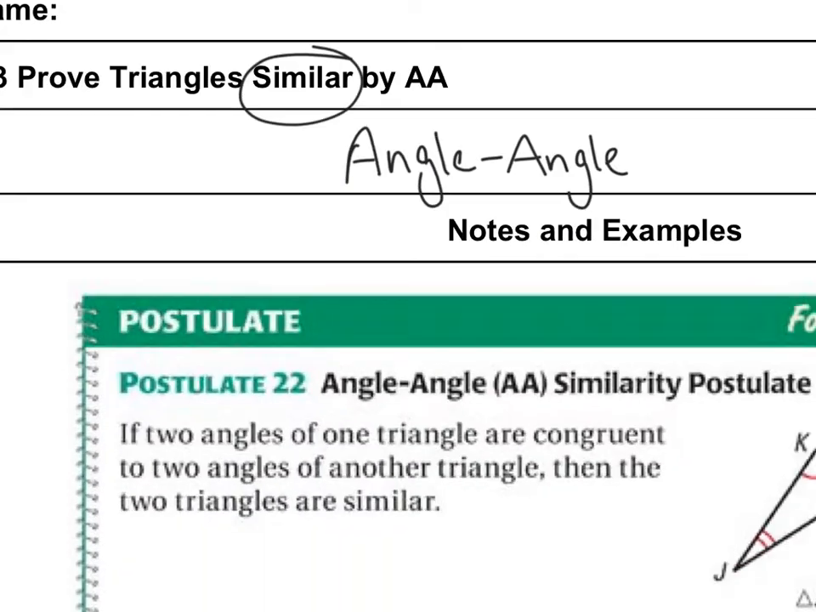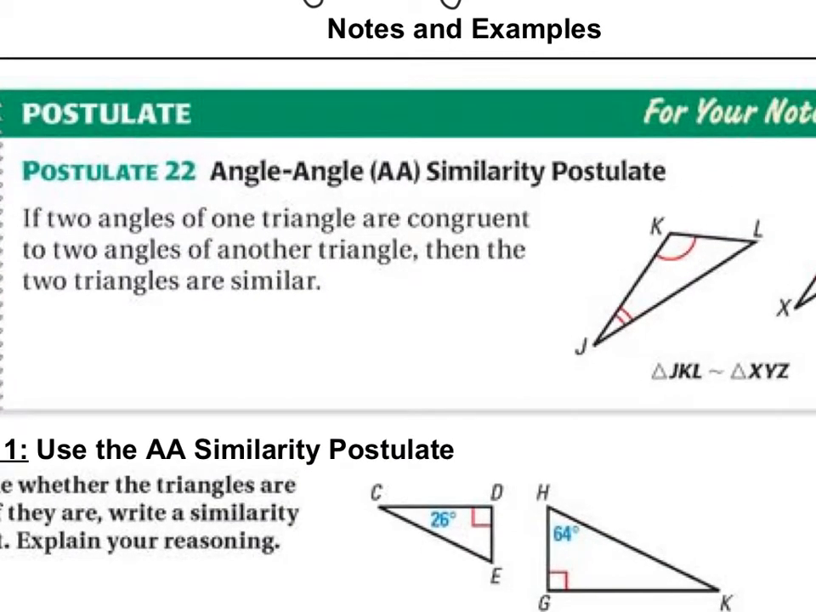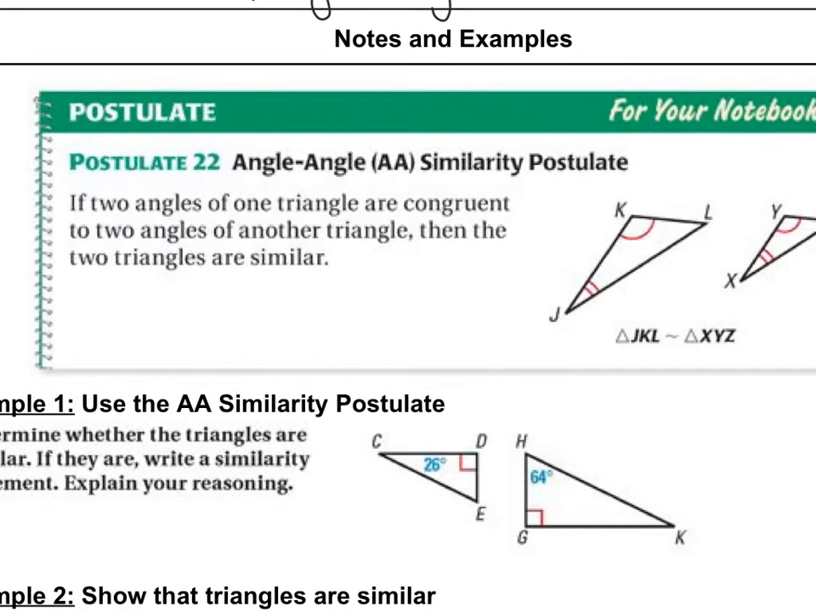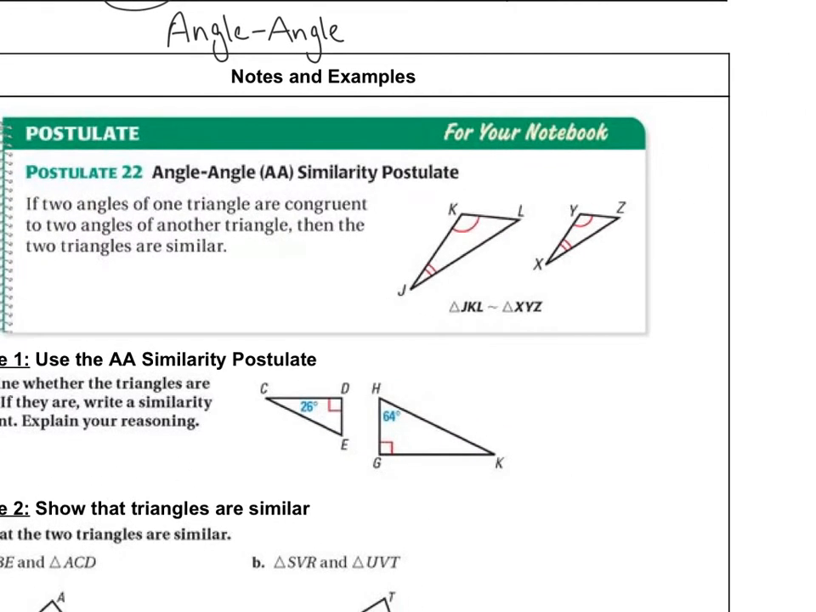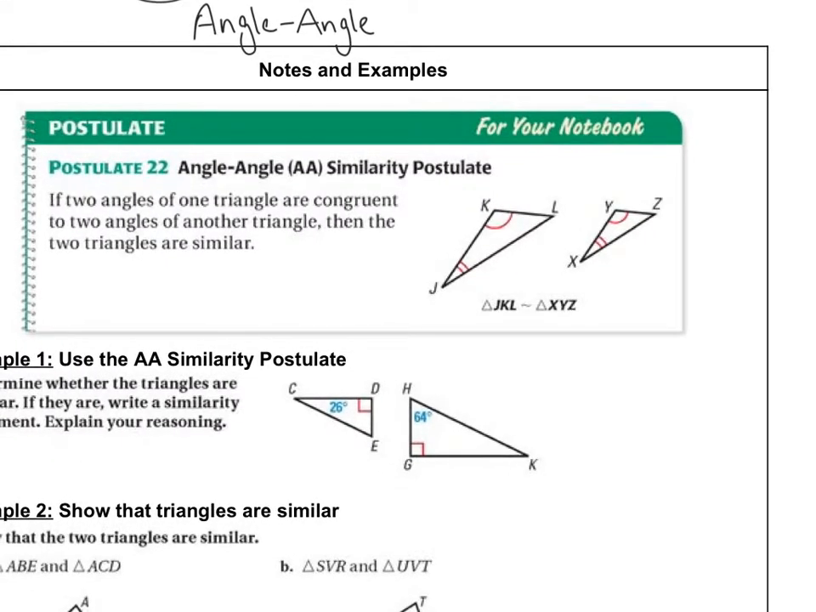Okay? So, add this to your postulate sheet, postulate 22, or the angle similarity postulate. If two angles of one triangle are congruent to two angles of another triangle, then the two triangles are similar. Because, let's just throw this out here for a quick second, if we know that two of the angles are congruent, we automatically then know that this third angle is also congruent. So this one would be congruent to this one. Okay, so we're going to use that to determine some missing measurements, or we're going to use this to determine if they are similar or not.